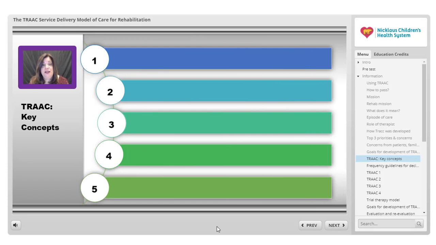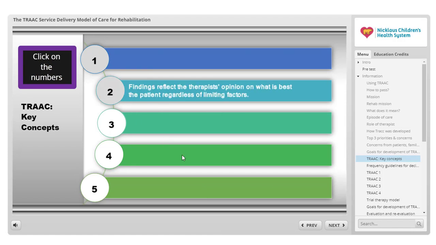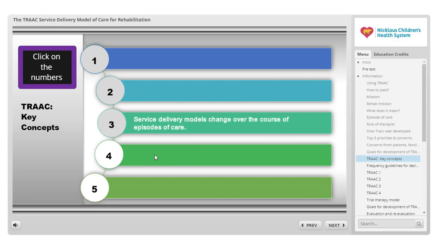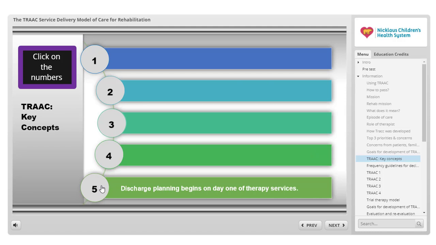Now let's learn the key concepts of the TRACC model. Recommendations are based on the therapist's professional judgment. Findings reflect the therapist's opinion on what is best for the patient regardless of limiting factors. Service delivery models change over the course of episodes of care. Patients may be moved through different models in order to optimize a child's functional results. Discharge planning begins on day 1 of therapy services.